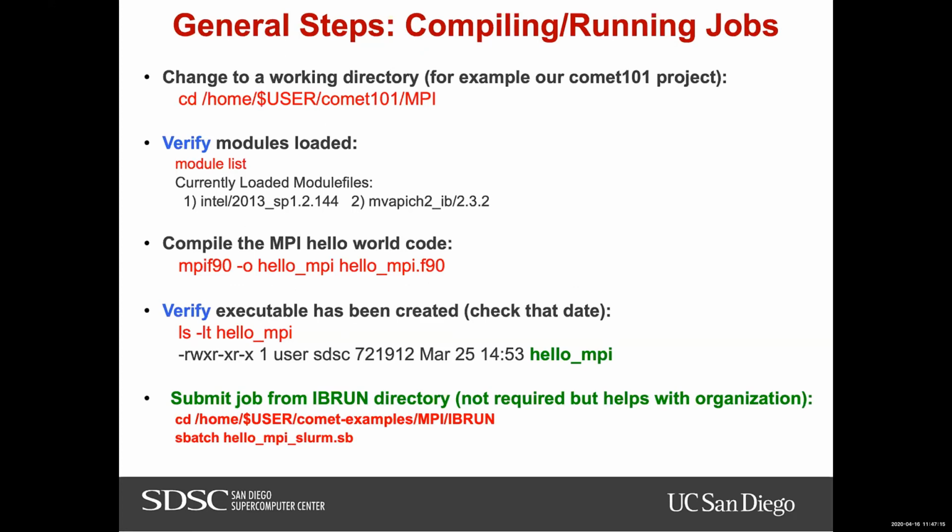Again, you want to just make sure that you've got the executable and you're going to submit this job. Now, in the MPI example, there are two subdirectories. One is called IBRun, and the other one is called MPIRun_RSH. And these are just two different ways to run your code. This one is using the Intel IBRun command.